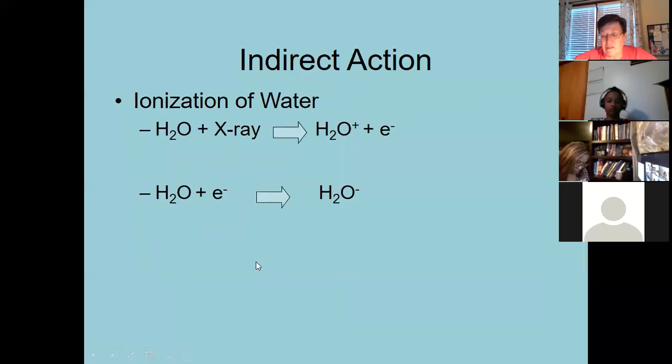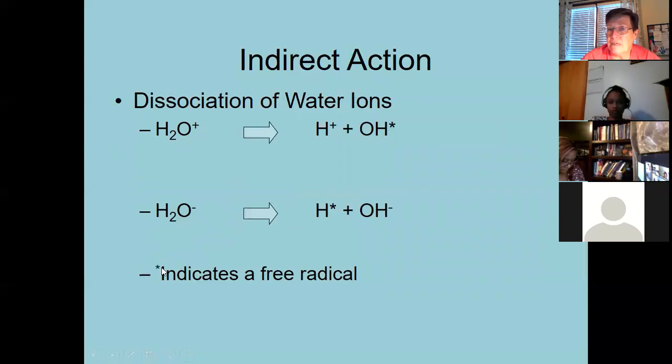So this is just looking at it from a little bit different way, written differently. Here's the ionization. Our water molecule combined with an X-ray photon produces ionization and the ion pair. So we've got the positively charged water ion and the electron that was ejected. If this electron joins with an adjacent water molecule, then that results in a negatively charged water ion. So we have two water ions, one positive, one negative.